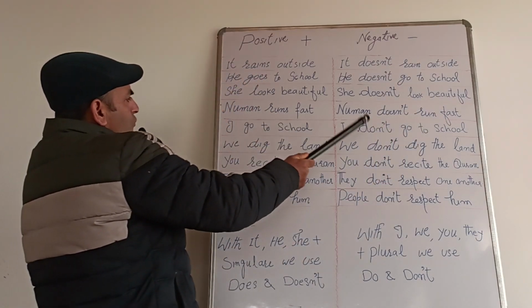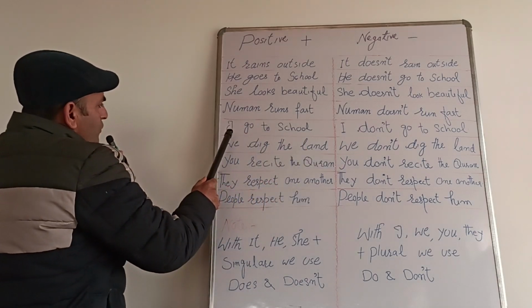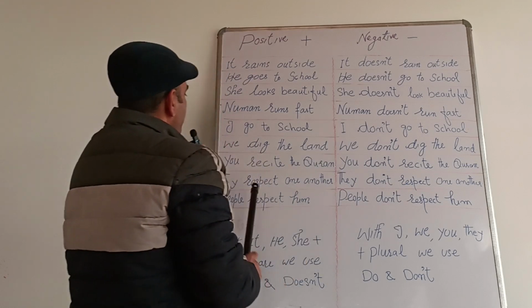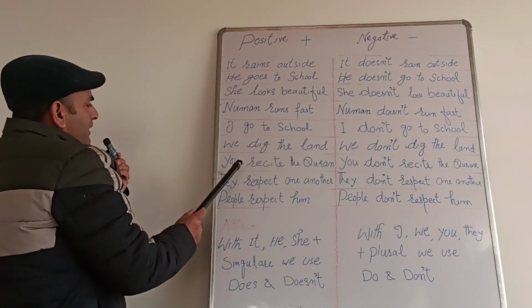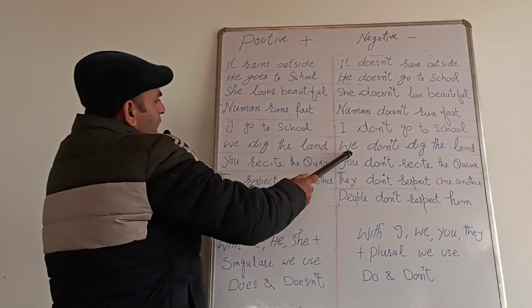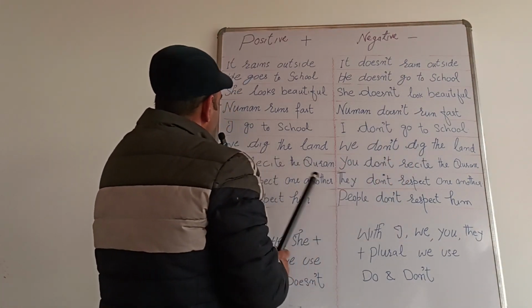I go to school. With I in the negative we have used don't. In positive, I go to school. I don't go to school. We dig the land. With we in the negative we have used don't. So, we don't dig the land.